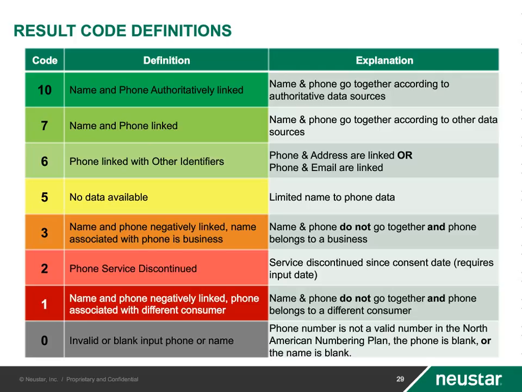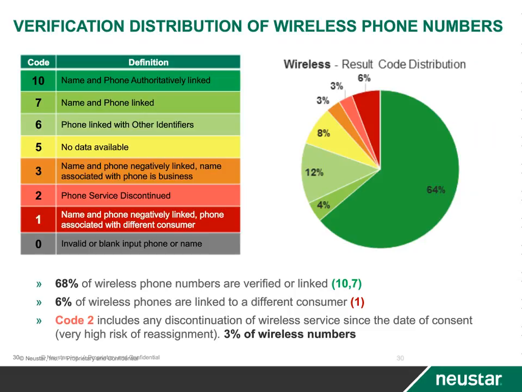So what you see on the next slide is a breakdown of how that file distributed across the different categories. And just quickly, you can see that 68% of the wireless phones, this is just the wireless phones, by the way, were either a code 10 or 7, meaning that they're linked or authoritatively linked. We have code 2. In this case, we used a somewhat arbitrary 6-month back date just for illustrative purposes. And we have code 1. So a total of 9% of the wireless phone numbers fell into that high-risk category where the phone number was mismatched or there was a discontinuation date within a recent period of time.